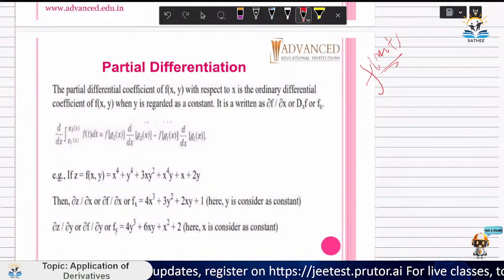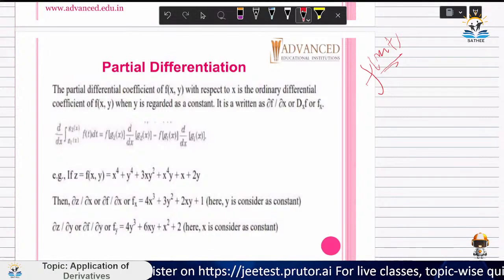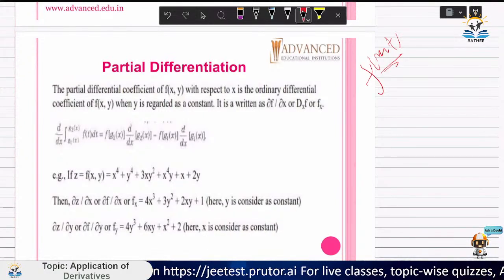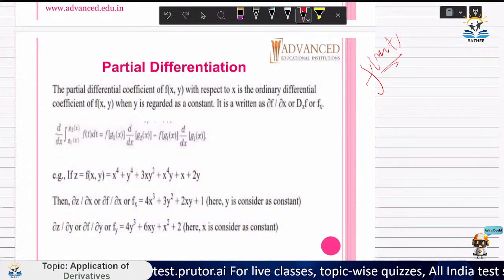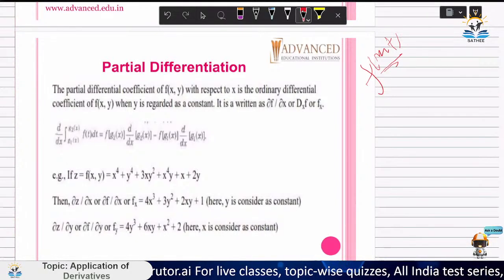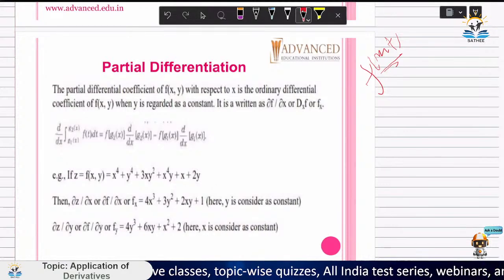So again, I'll repeat myself. What do we mean by partial differentiation? We want to see the change in the function with respect to change in x, keeping all the other variables constant. They remain constant, only x changes.